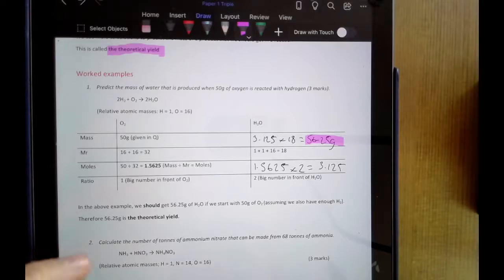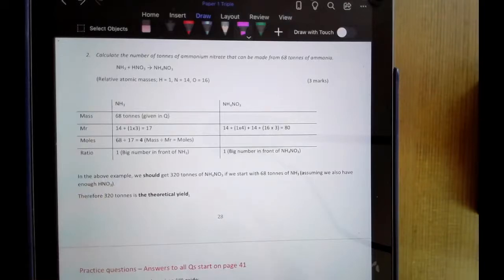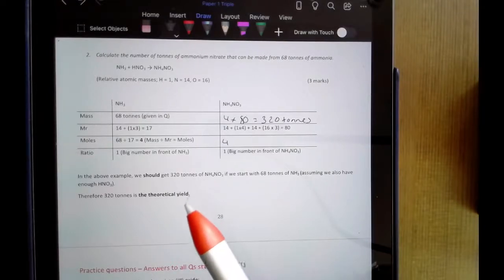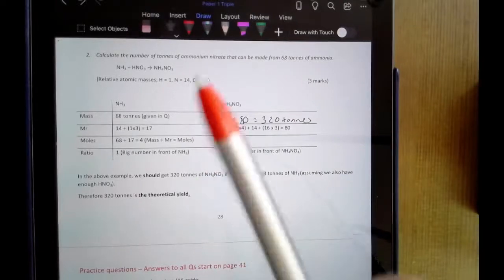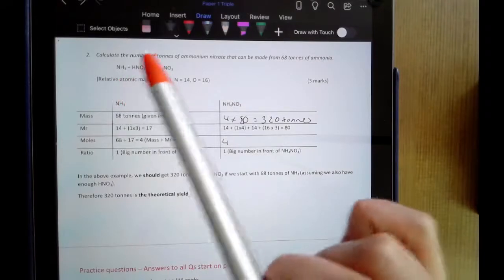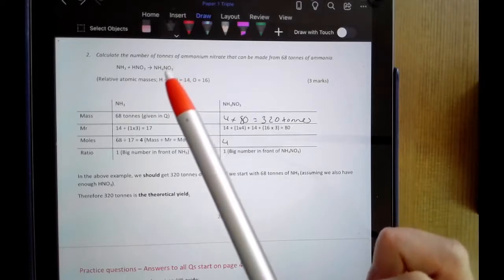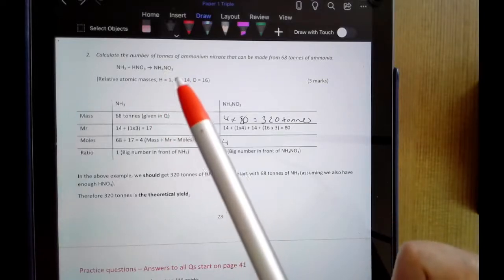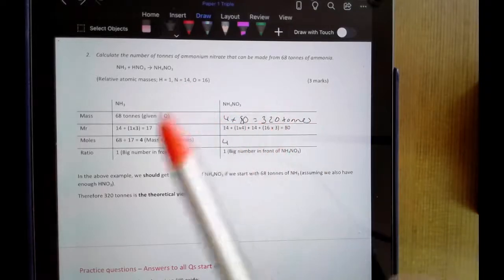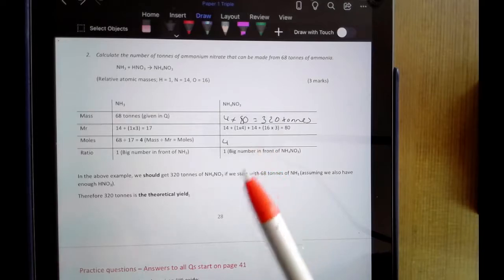So I'm going to get you to calculate the theoretical yield yourself in the next example. Again, I've started it off for you, but press pause and fill in the rest of the table for yourself. Okay, so you should have ended up with an answer of 320 tons. If you're starting off with 68 tons of ammonia, NH3 in this reaction, you should produce 320 tons of ammonium nitrate. That's your theoretical yield, the amount you should produce in theory. And again, to calculate that theoretical yield, you're just using the moles table exactly as we did in CC9.